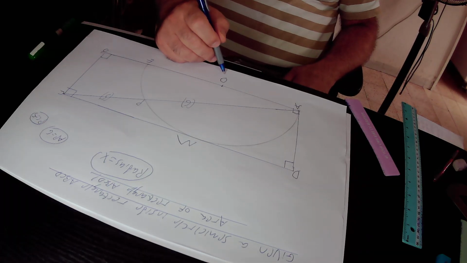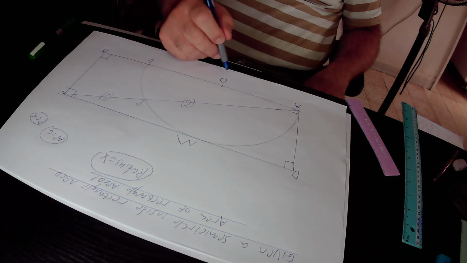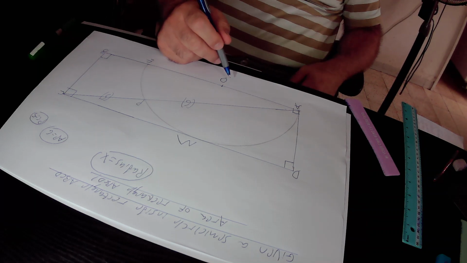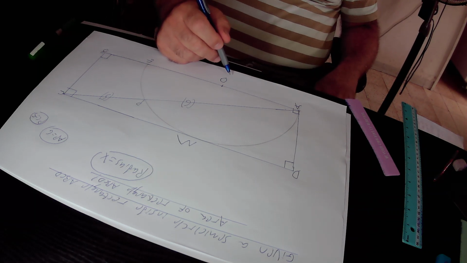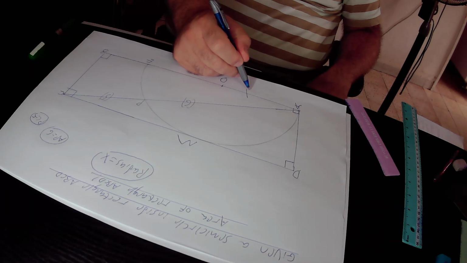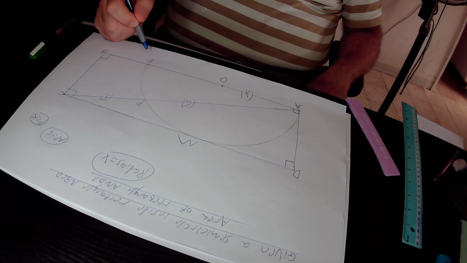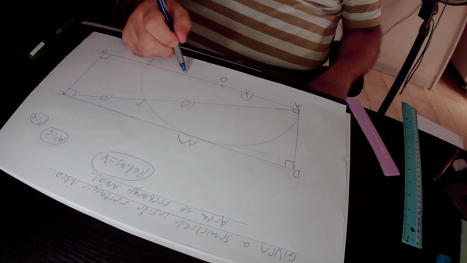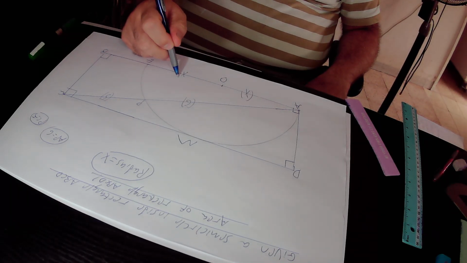Point O is the center of this semicircle. Point A is a point on the semicircle itself. Therefore, OA is the radius of this semicircle, that is equal to x units in its length according to our definition. Likewise, OE is also the radius of this semicircle, that is equal to x.